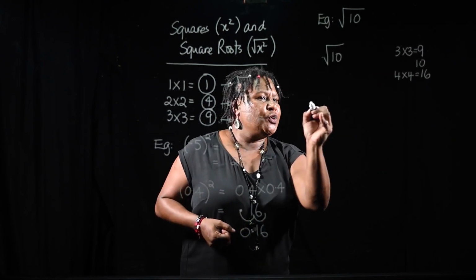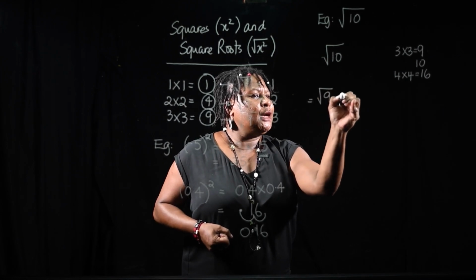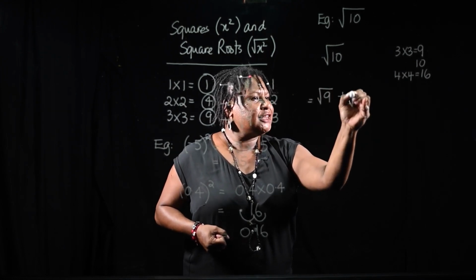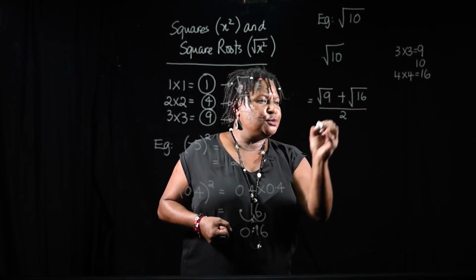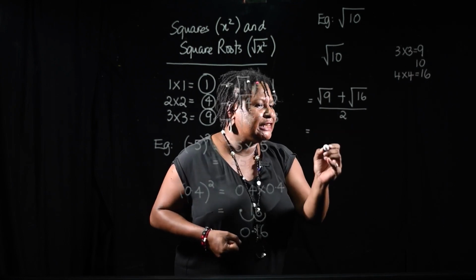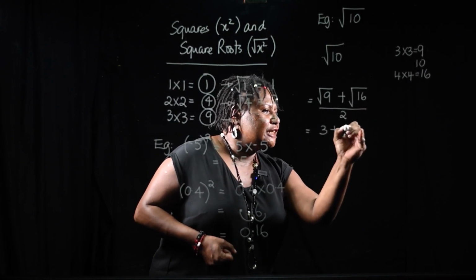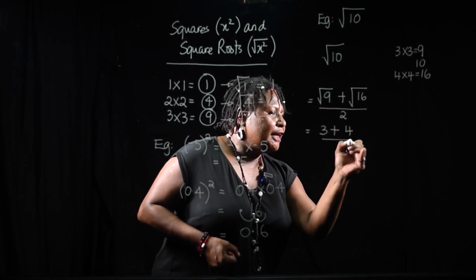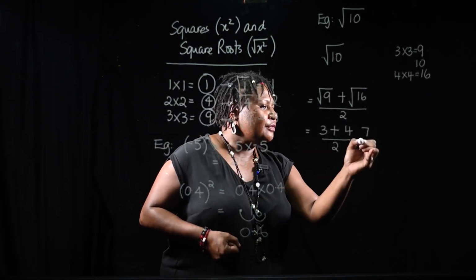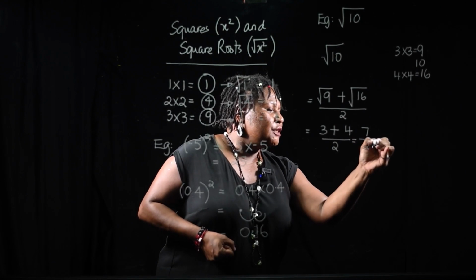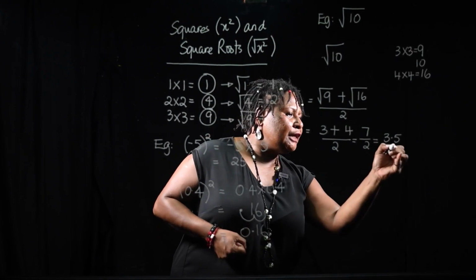Okay? So you're going to take the square root of those numbers, root of 9, plus root of 16, and divide it by 2. Okay, so root of 9 is 3, plus root of 16 is 4. Divide that by 2. Okay, 3 plus 4 is 7. Divided by 2, which is equal to 3.5.